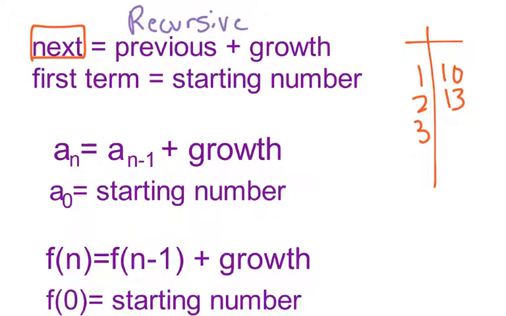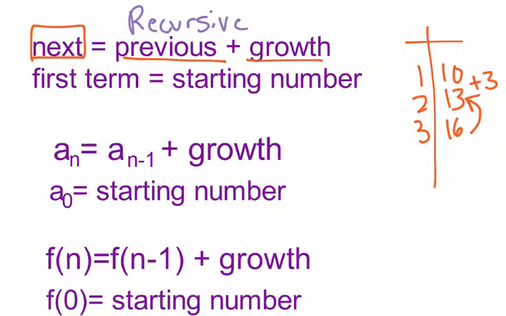Well, to find that third term, we take that previous term, 13, and we apply the growth, the pattern, which from 10 to 13 we added 3. So the pattern would be adding 3. We add 3 to 13, and we get 16. So that's what those stand in.